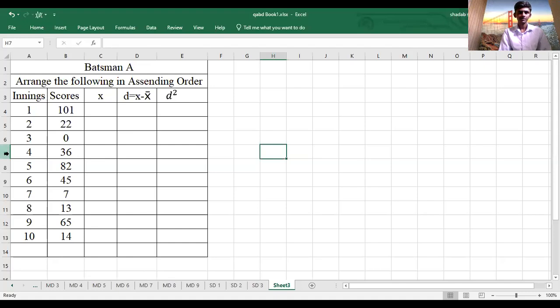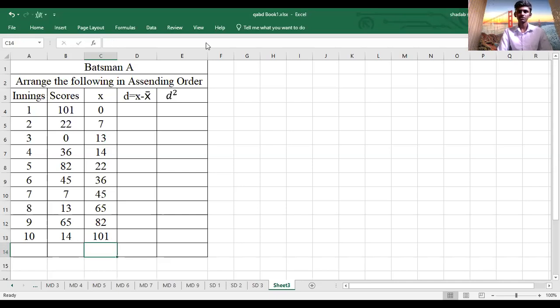These are all the innings and scores scored by batsman A. The first step is to arrange the scores in ascending order. In X, we will arrange the scores of batsman A in ascending order: 0, 7, 13, 14, 22, 36, 45, 65, 82, 101. These are all the scores by batsman A in his 10 innings.